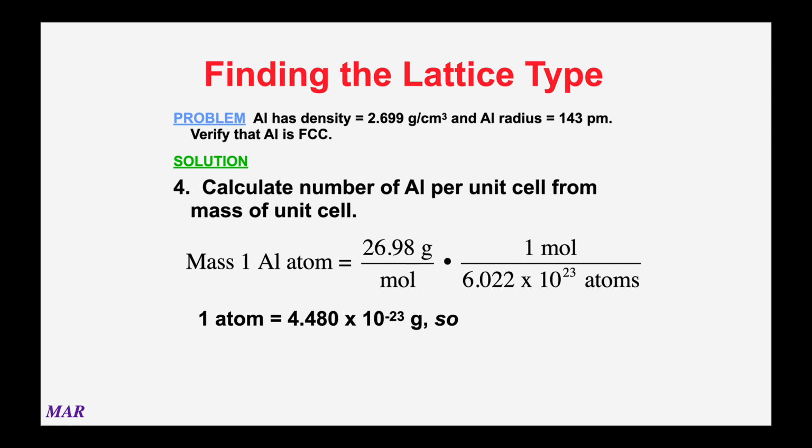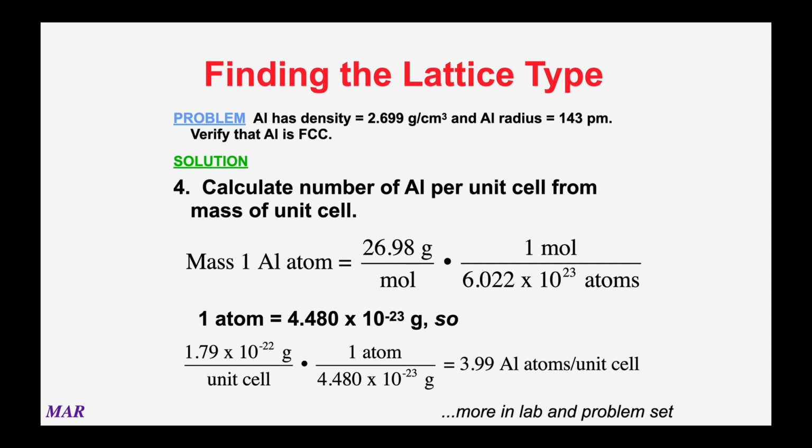So one way to do this is you can figure out the mass of just one aluminum atom. Aluminum on the periodic table is 26.98 grams per mole. And a mole, by Avogadro's number, is 6.022 times 10 to the 23rd atoms. So if you take 26.98 and divide it by Avogadro's number, you get the grams per atom. And that number is 4.480 times 10 to the minus 23rd. That's the mass per atom.